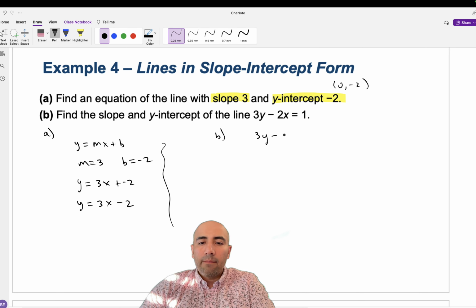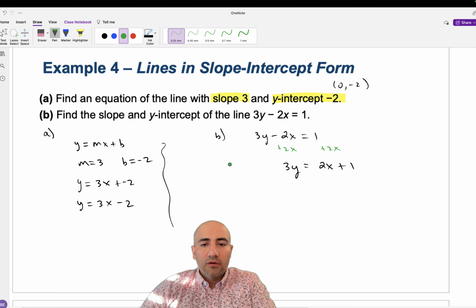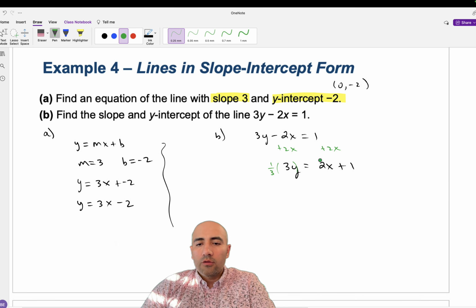So we get 3y minus 2x equals 1. I'm going to add 2x to both sides, plus 2x, plus 2x. I end up with 3y equals 2x plus 1. And then I want to divide everything by 3 or multiply everything by 1/3. So multiply this side by 1/3. Multiply this side by 1/3. And so our result is going to be y equals 2/3 x plus 1/3.